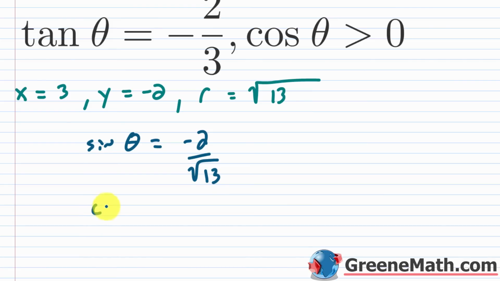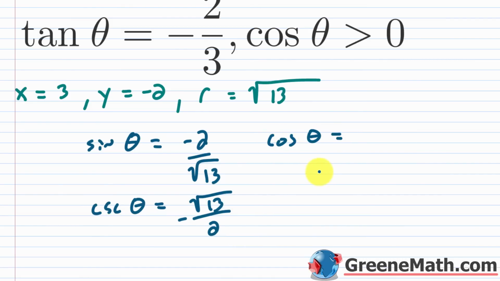So the cosecant of theta is going to be the square root of 13 over -2. But let's put the negative out in front like that. Let's put our cosine of theta as x over r, so 3 over the square root of 13. Again, I'll rationalize the denominator in a moment. Then we have the secant of theta, which is going to be the square root of 13 over 3.